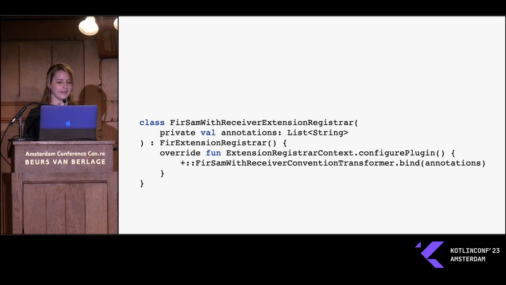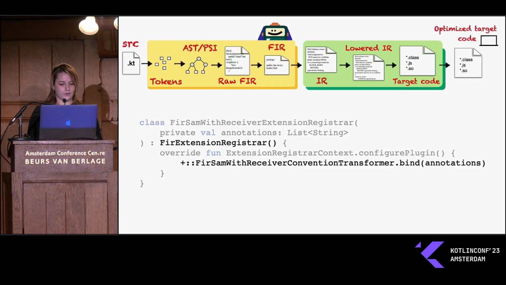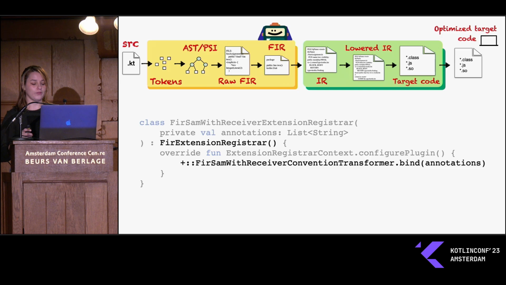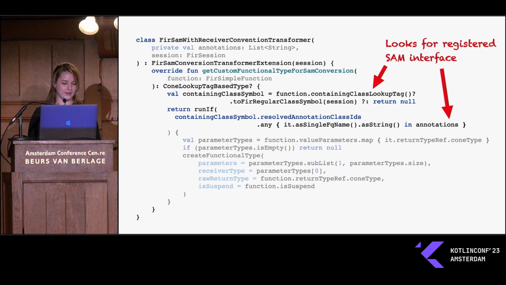And we can see that we pass in a list of annotations, and when we configure the plugin, there's this FIR SAM with receiver convention transformer. So FIR extension registrar indicates we are working with the FIR data, and because it looks like we are intercepting FIR transformations, it's safe to say that we are working with K2 resolution. And if we step into the FIR SAM with receiver convention transformer, this is literally all the code for this entire plugin, which I think is fun. I love small libraries. I love small plugins. Always been a fan.